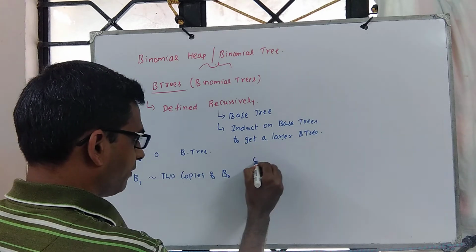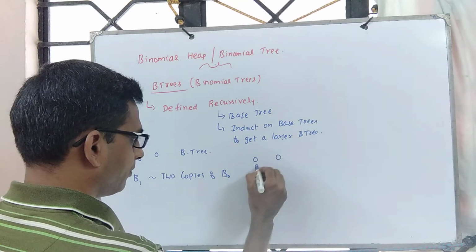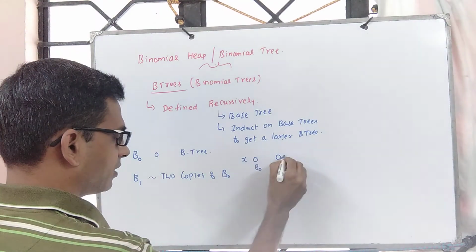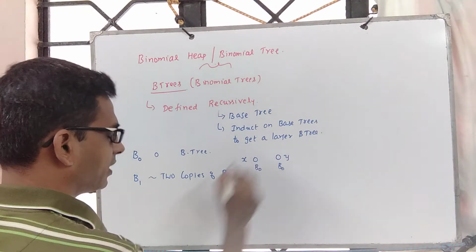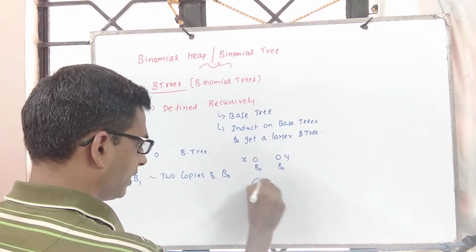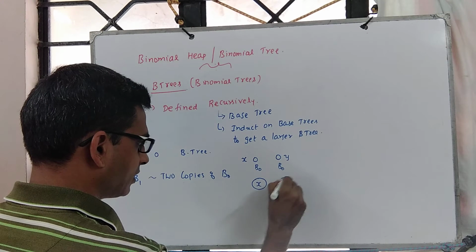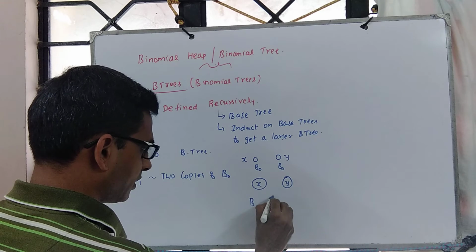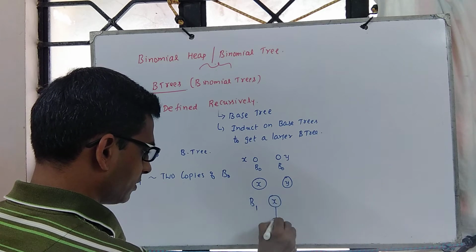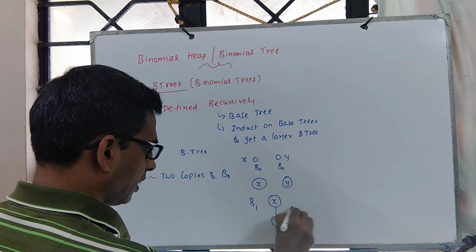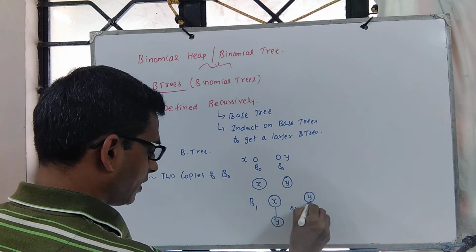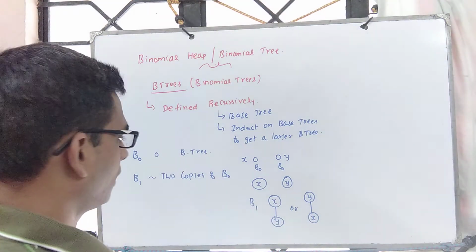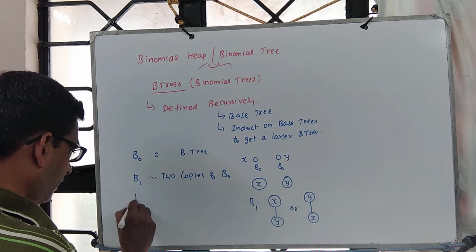So this is a copy of B0, and this is a copy of B0, and using this we construct B1. Let's assume this one represents the value x and this represents the value y. We construct B1 with y as the root and x as its child. Okay, so in general, again we go to B2.